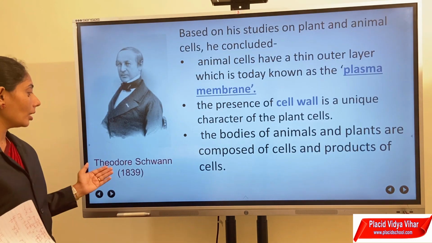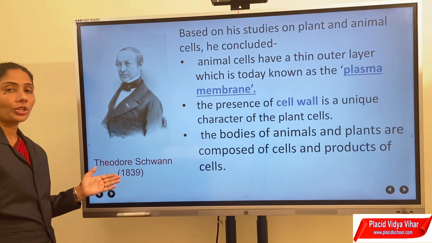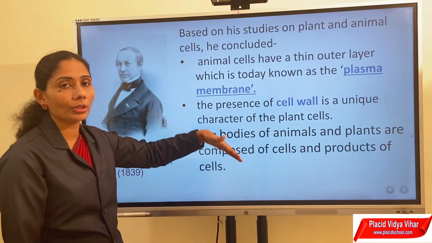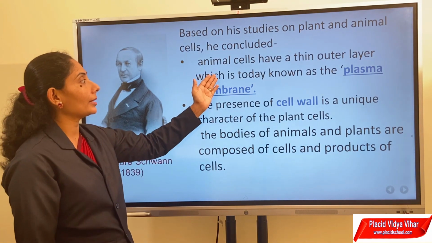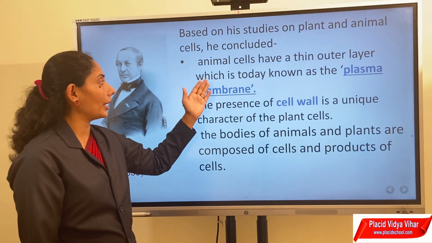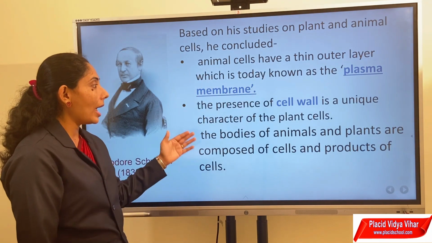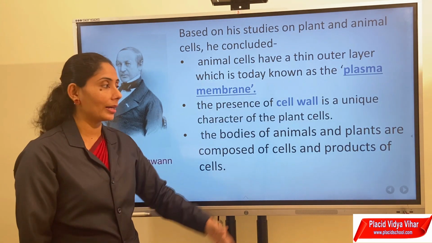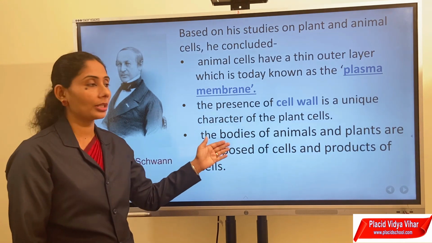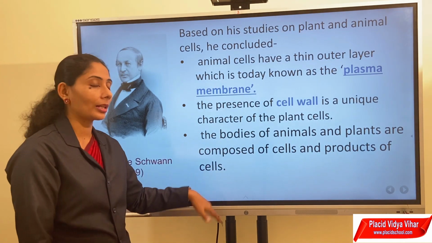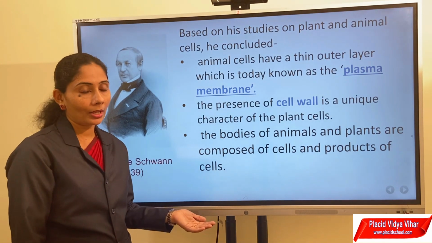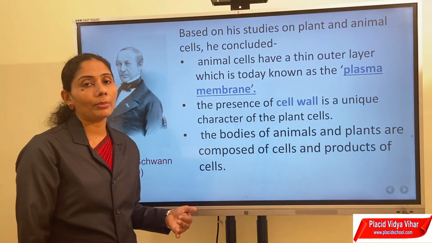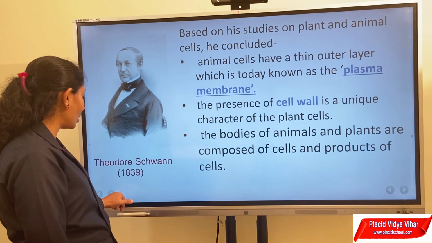At about the same time, in the year 1839, Theodor Schwann, an English zoologist, also observed plants and animals, and he concluded the following. He said animal cells have a thin outer layer, which is today known as the plasma membrane, and plant cells have a cell wall, which is a unique feature of plant cells. Finally, he also added that the bodies of animals and plants are composed of cells and products of cells. So repeatedly over time, through experimentation and observation, they found that the bodies of plants and animals were made up of cells. So they came up with the cell theory.